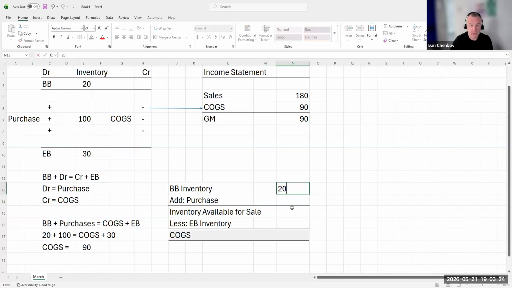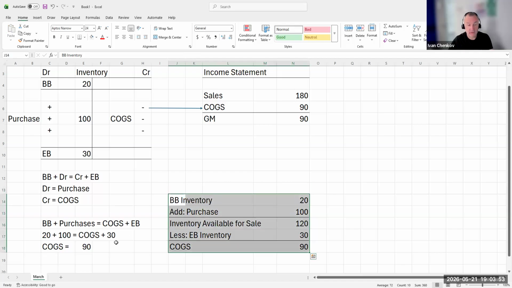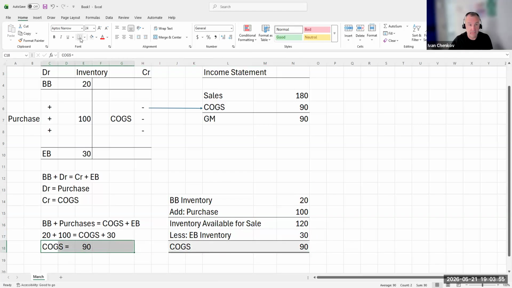So our beginning inventory was 20. We purchased 100. Now we have available for sale 20 plus 100, that's 120. And then the ending balance is 30, so cost of goods sold is going to be 120 minus 30. That will be 90. Same calculation, same numbers, nothing else. Just the presentation is a little bit different, right? As you can see, everything is the same. Now we have everything lined up and ready to go.